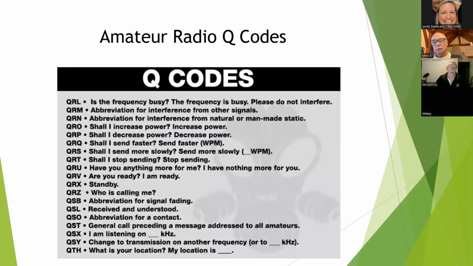Q codes. You probably heard about these. Q codes were developed in CW, in Morse code, primarily for Morse code, as a way to avoid having to send so many words. For example, and I'll highlight a few of these, QRM. I've got interference. Interference is being a problem for me. So that's just 3 letters in Morse code rather than trying to explain it in Morse code.